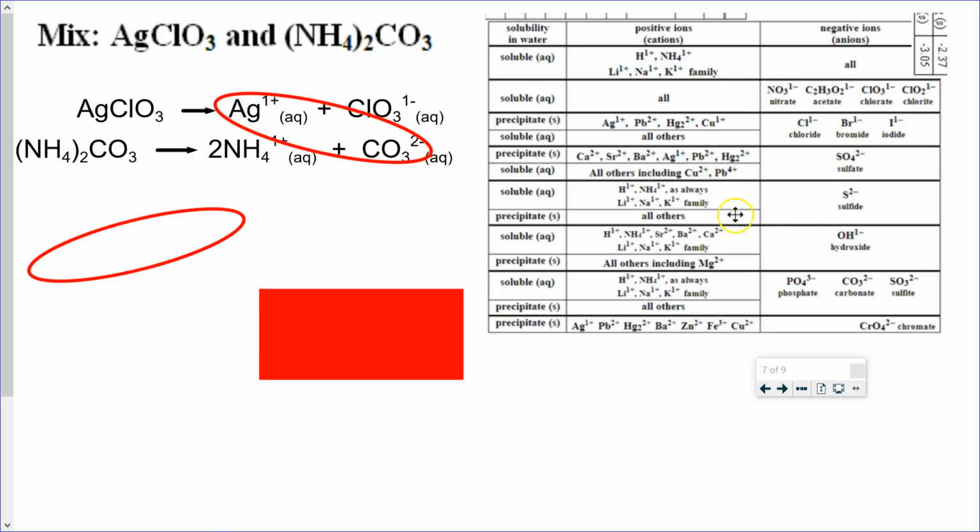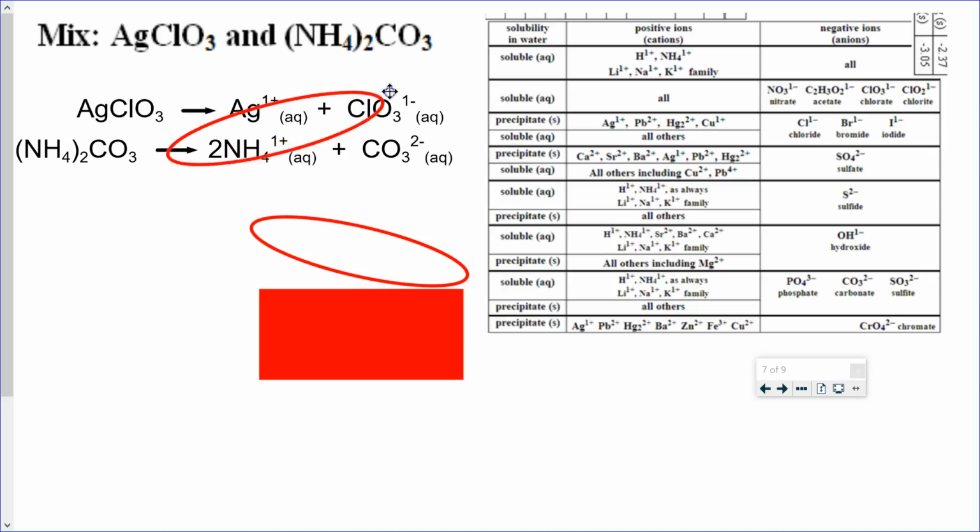And we have to check our solubility table. We're going to find carbonate on the right-hand side first, way down here. We're going to trace left. I don't see silver anywhere. And if I keep tracing left under the "all others," because that's where silver would be, we get a precipitate. So the silver carbonate is going to be our precipitate in this first example. But let's just check the other one just to make sure.